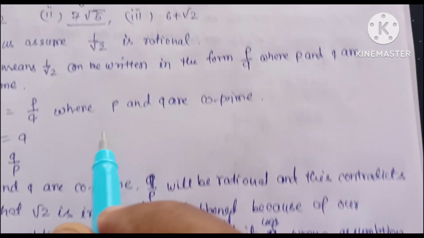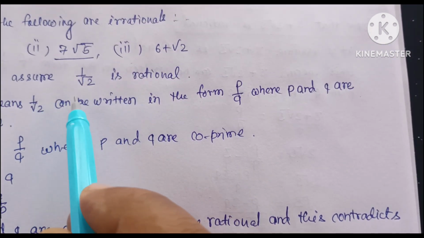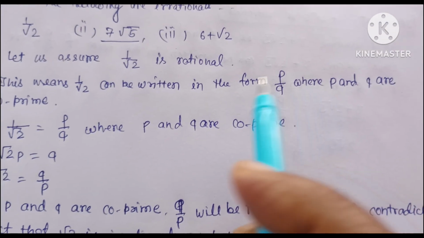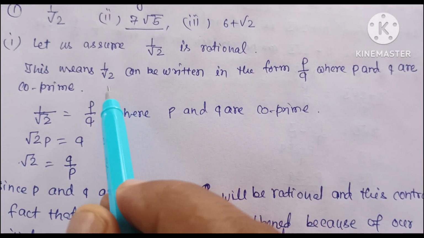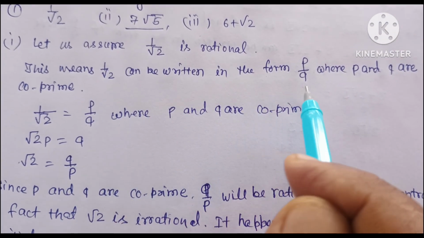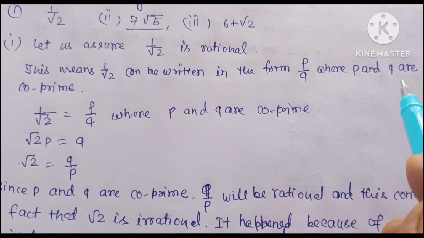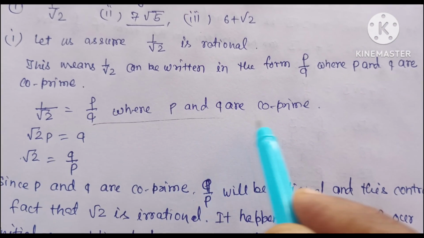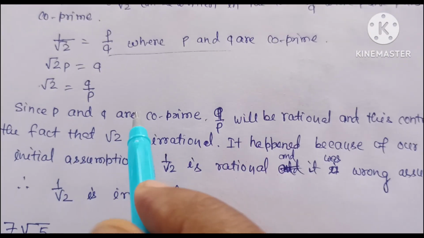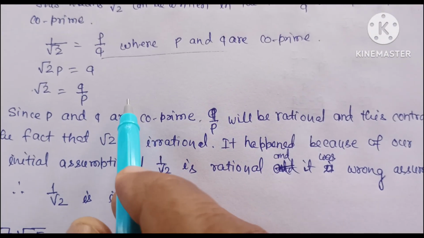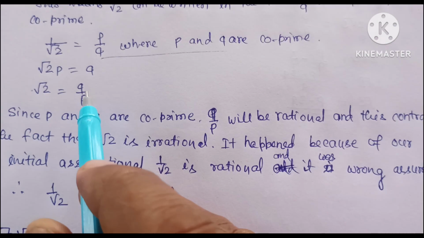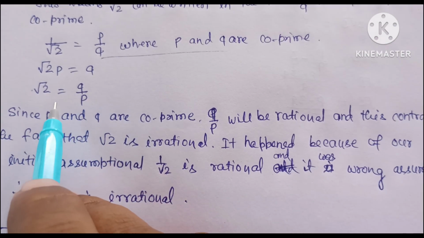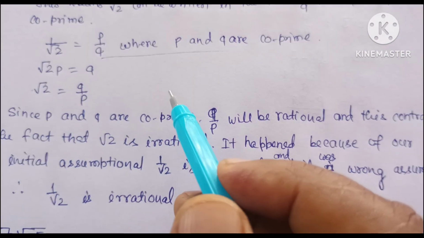One more time I am revising it. Let us assume 1 by root 2 is a rational number. This means we can write 1 by root 2 in the form of p by q, where p and q are co-prime. Now root 2 p is equal to q, because we got this by cross multiplication. So root 2 is equal to q by p.